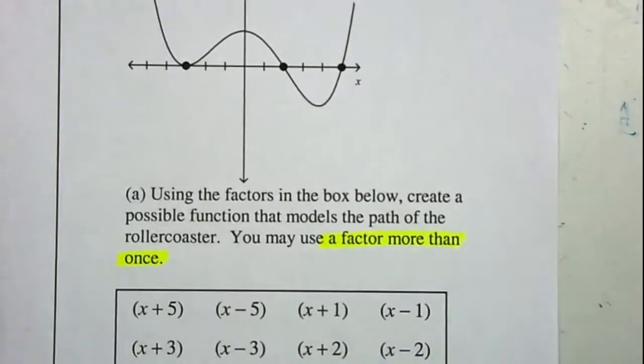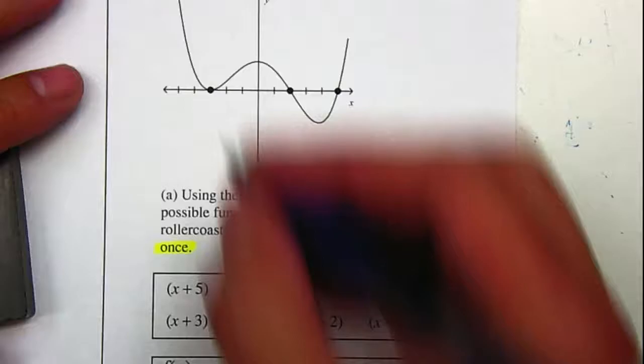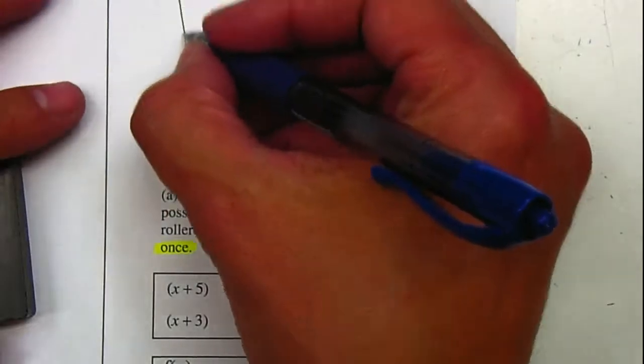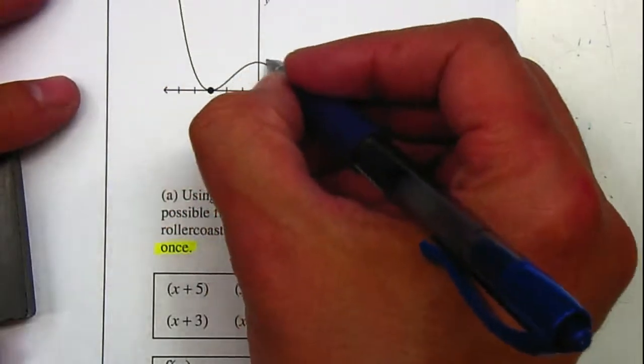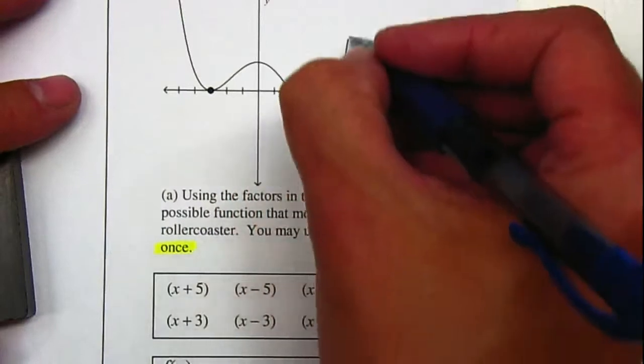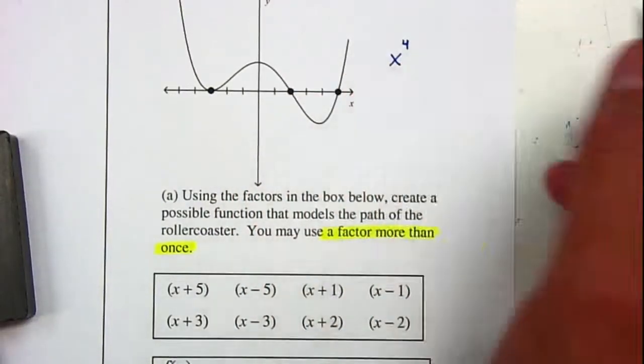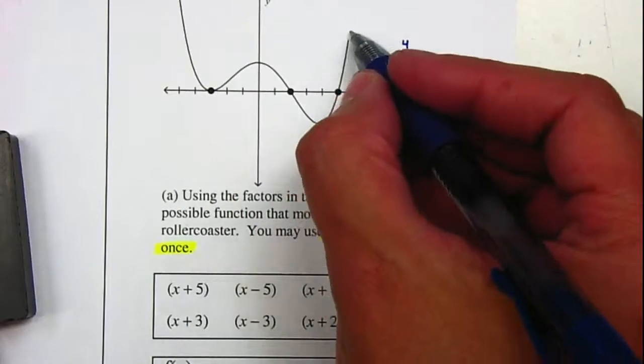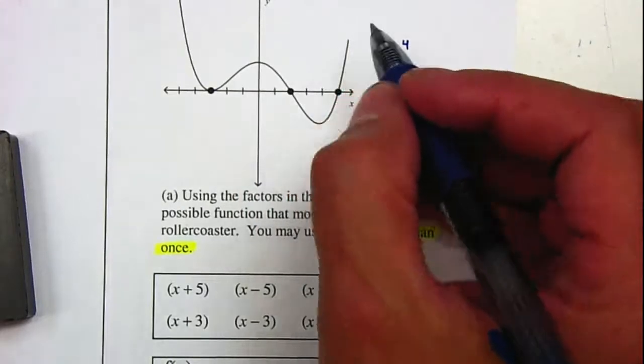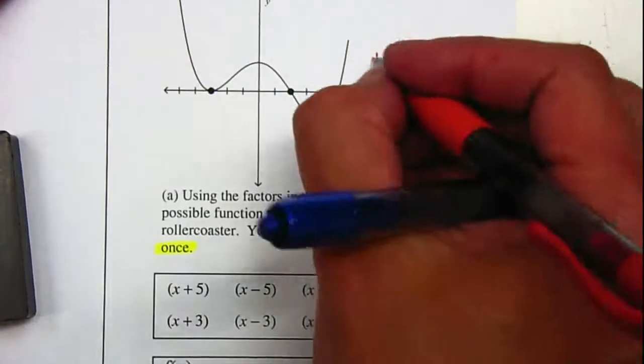In this case, what is the degree of the function? We have 1, 2, 3, and 4. So therefore your degree should be x to the 4th power. Positive or negative? This is ending up in positive. It's going to positive infinity, so therefore this should be positive.